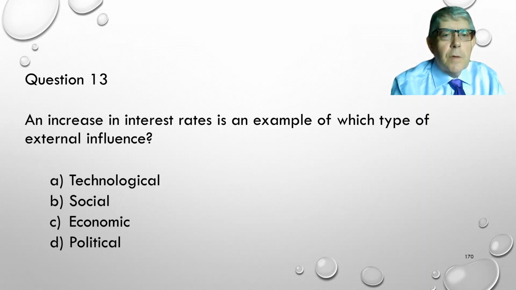An increase in interest rates is an example of which type of external influence? A, technological, B, social, C, economic, or D, political.